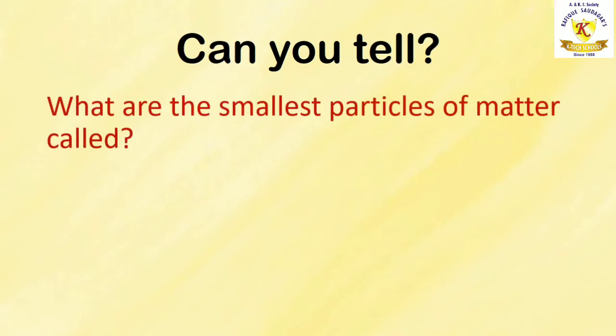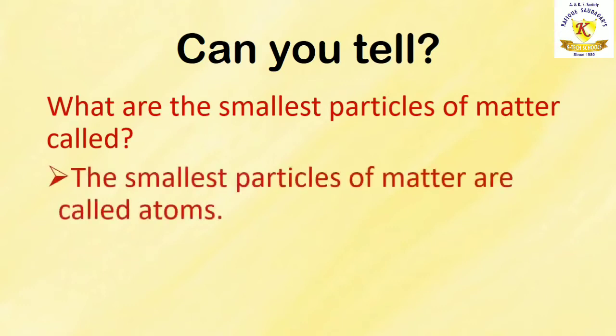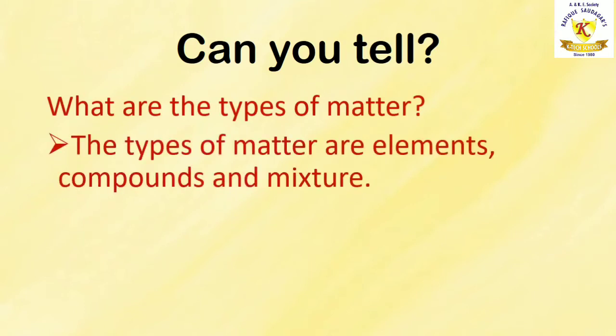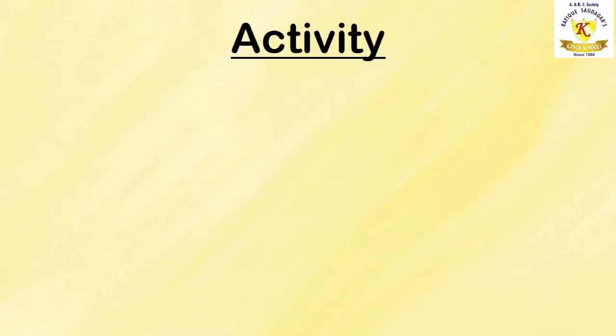What are the smallest particles of matter called? We have already learned about this in our previous standard, children. So can you tell me now? Yes, the smallest particles of matter are called atoms. Now, what are the types of matter? The types of matter are elements, compounds, and mixtures. Yes, children? Now, let's do an activity.